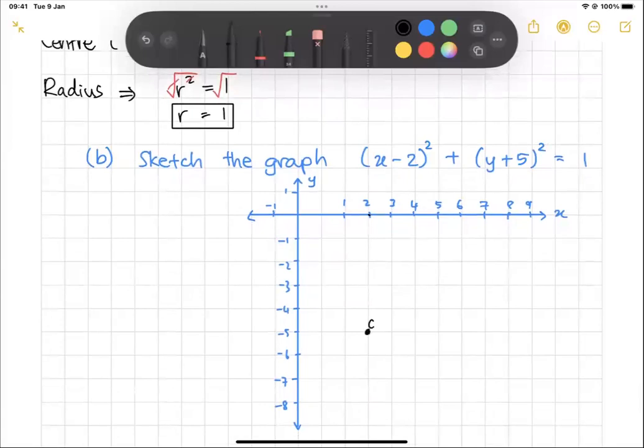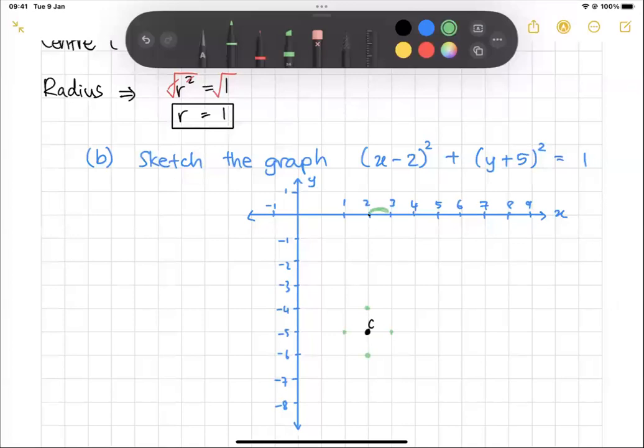Now, once I've plotted my center coordinate, I'm going to use the radius. The radius needs to be 1 for the circle, right? So that means I'm just going to use the block. This is 1 block. So I'm going to put a point here. I've gone 1 to the right. Let's go 1 to the left. Should be right here. Let's go 1 up. This will be around -4 there. And let's go 1 down, which is right here.